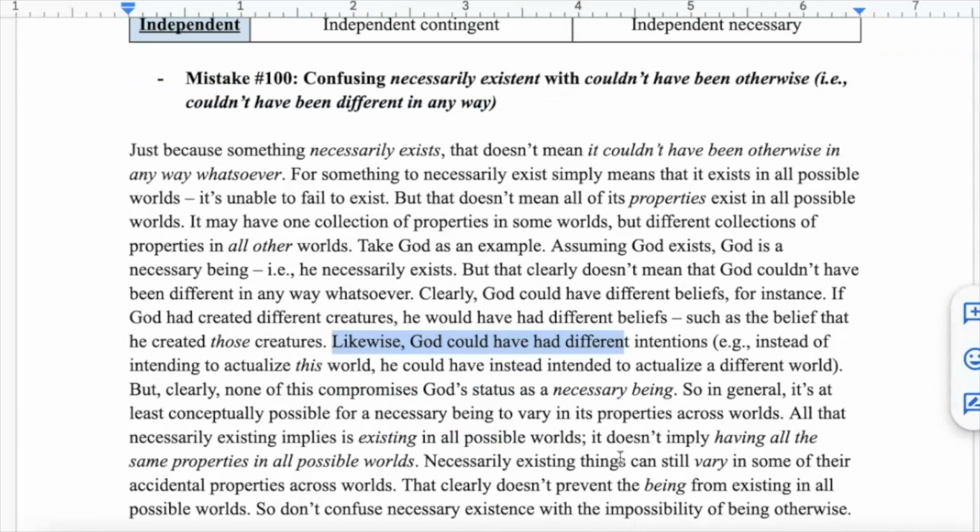So in general, it's at least conceptually possible for a necessary being to vary in its properties across worlds. All that necessarily existing implies is existing in all possible worlds. It does not imply having all the same properties in all possible worlds. In principle, necessarily existent things can still vary in some of their accidental properties across worlds. Accidental properties are just non-essential properties. Essential properties are those properties that something cannot exist without. Whereas accidental properties are those properties that something can exist without. So yeah, necessarily existing things can still vary in some of their accidental properties across worlds.